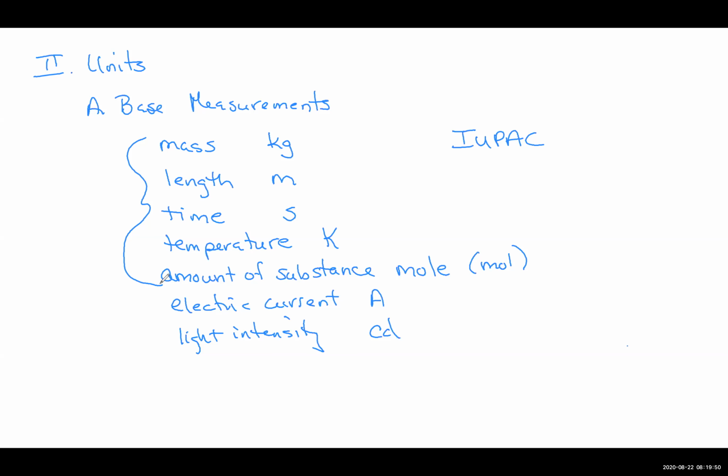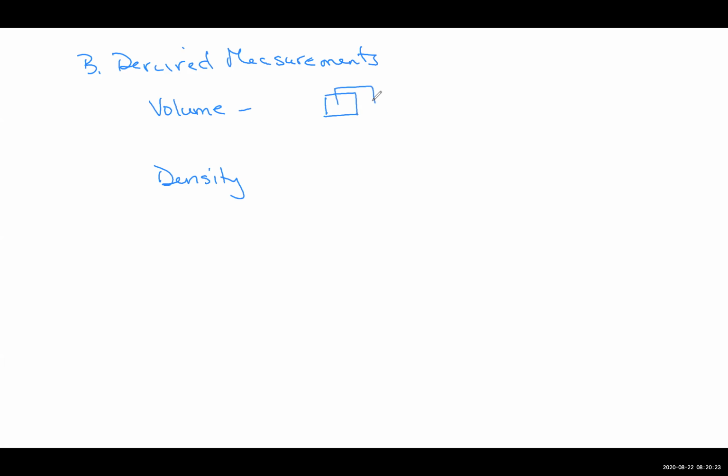Those are the 7 base measurements, and all other measurements are called derived measurements, which means that you can get them from combining those 7 base measurements. 2 very common derived measurements in chemistry would be volume and density. There are hundreds, thousands of other derived measurements. Volume is the amount of space that something occupies. And you might remember from high school geometry classes, if you had a box.